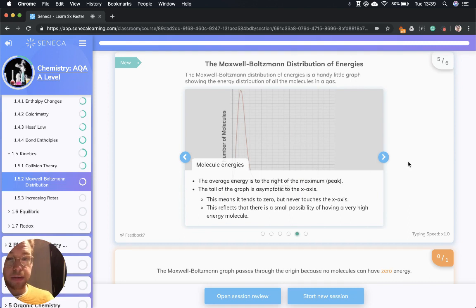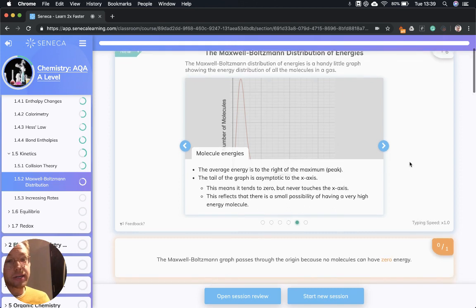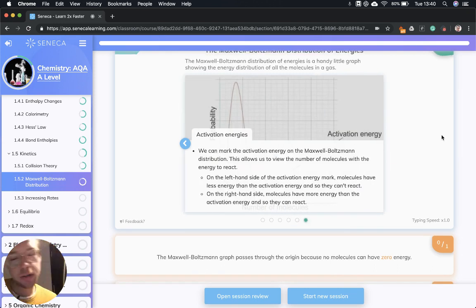The tail of the graph is asymptotic to the x-axis. It's a hard word to say. Asymptotic basically means it's going to get closer and closer to that x-axis, but they're never going to touch. So that tail never quite touches the x-axis. It tends to 0, but never quite touches it. And this reflects the fact that there is a small possibility of having a very high energy molecule.